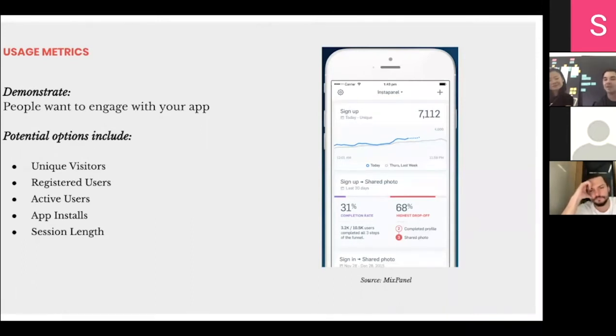If you have built an app, there's been a lot of questions about whether you need to get these into the App Store, into the Google Play Store?